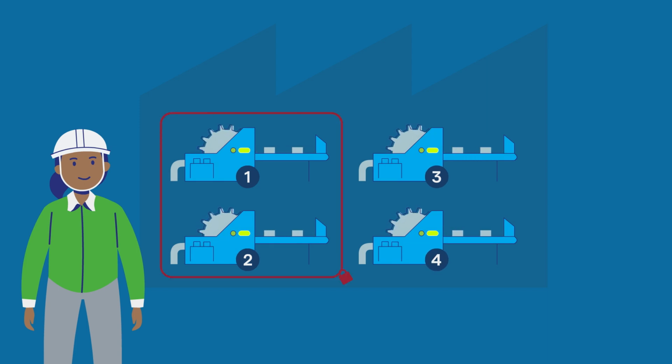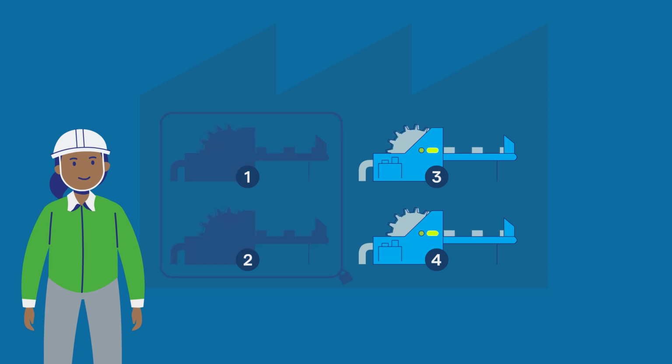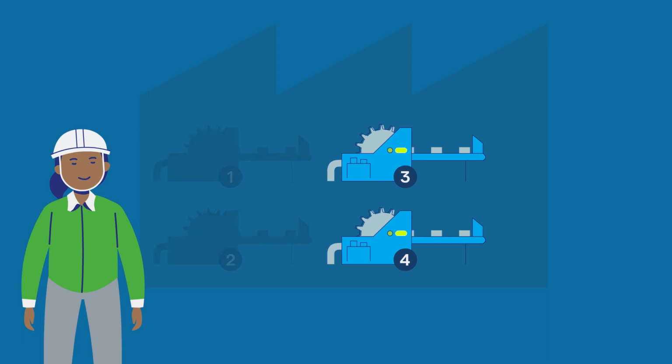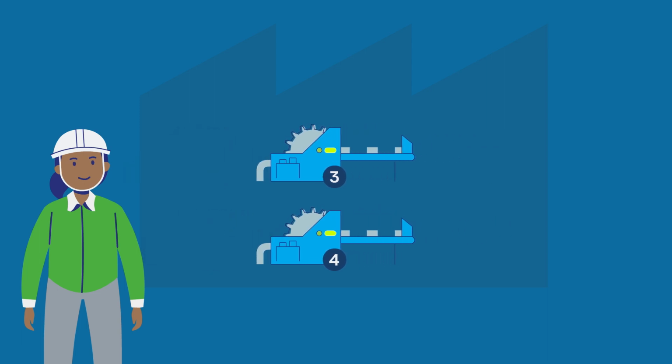2 of these machines are production critical and they can't be turned off without a lot of notice and planning. Sarah decides these machines aren't suitable to be part of dispatchable demand. They'll continue to run as per their normal production schedule. The other 2 machines can be turned off and on relatively easily.